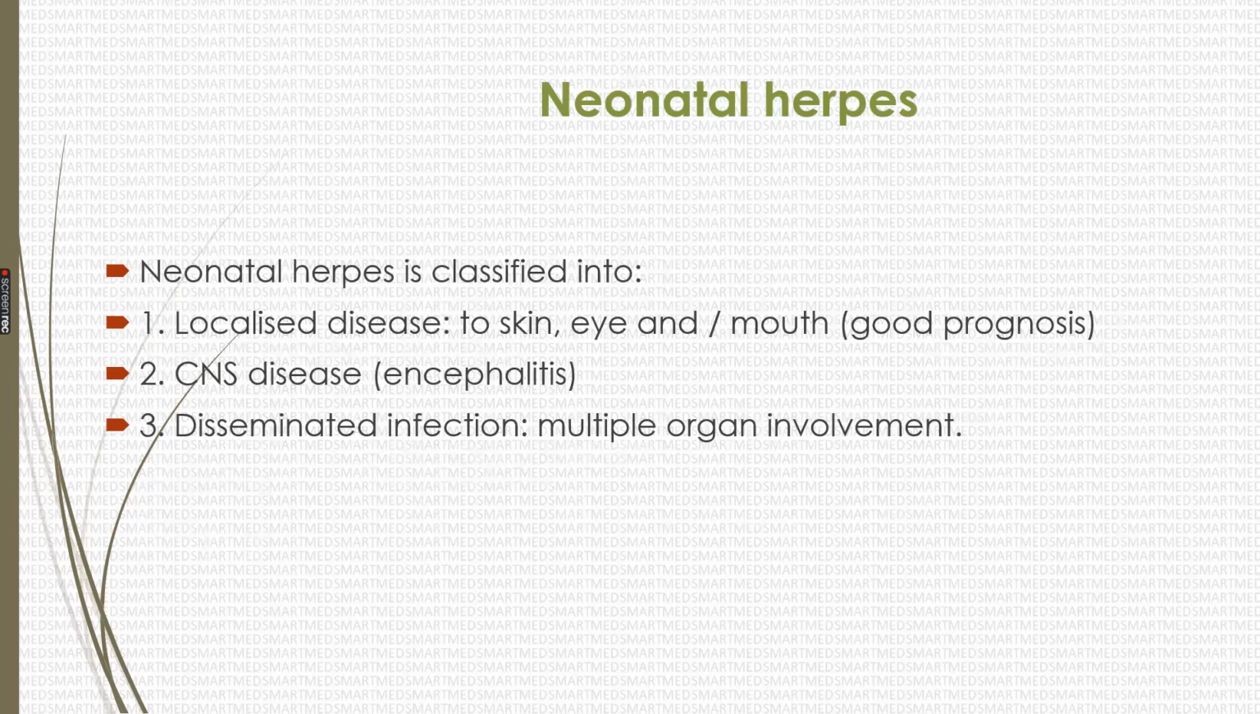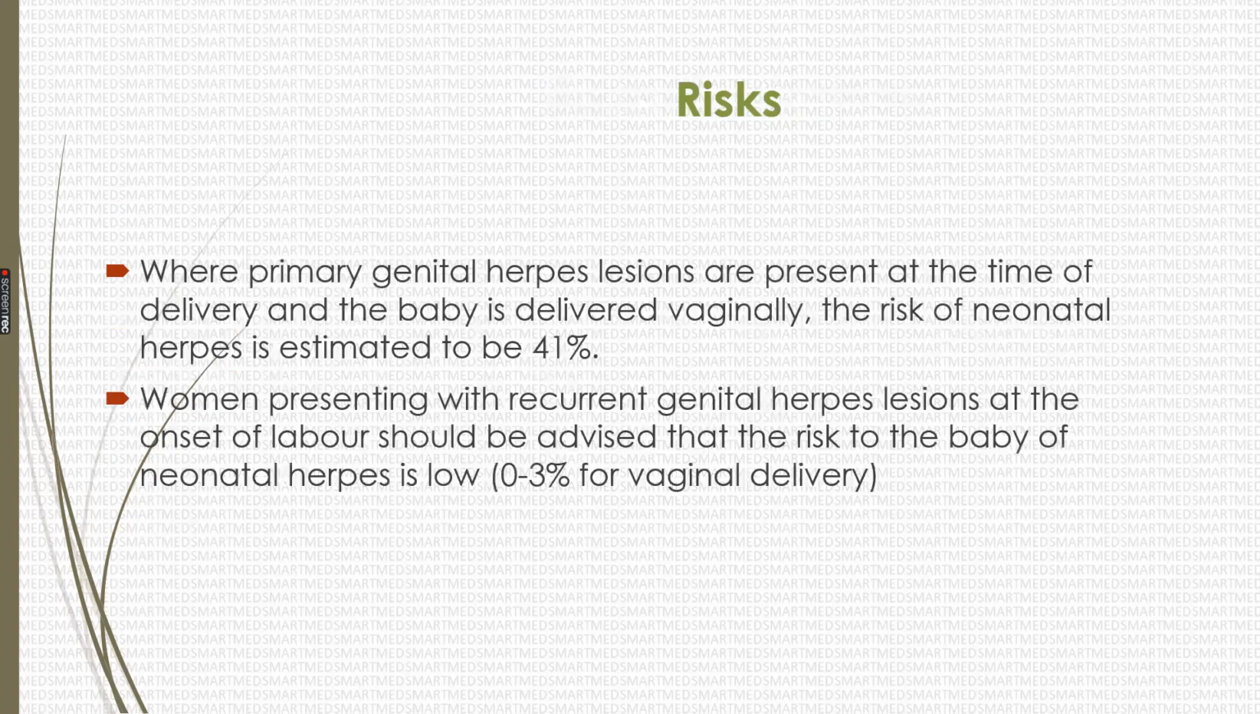Neonatal herpes is classified into localized disease to the skin, eye, and mouth with a good prognosis; CNS disease with encephalitis; and disseminated infection, which involves multiple organ involvement. Risks. So this is, again, a very, very important aspect.